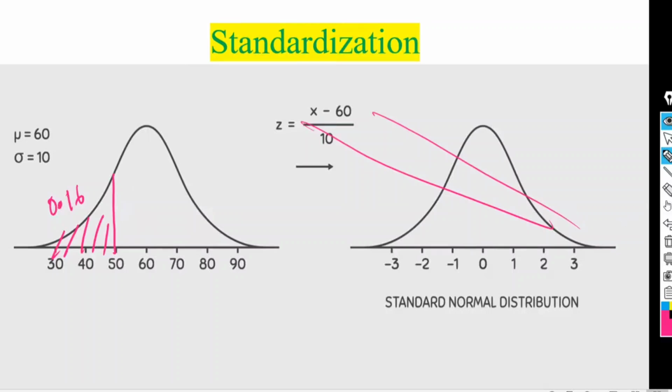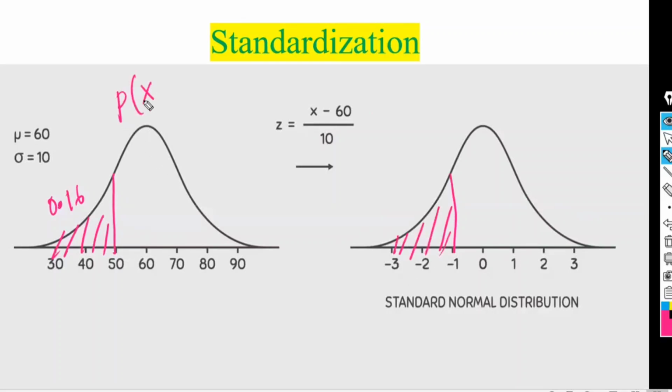The same thing I am going to use in the Z distribution. That is nothing but I am going to draw a line up to -1. This is the area I want. Here the probability X is less than 50 is equal to here the probability of Z less than -1.